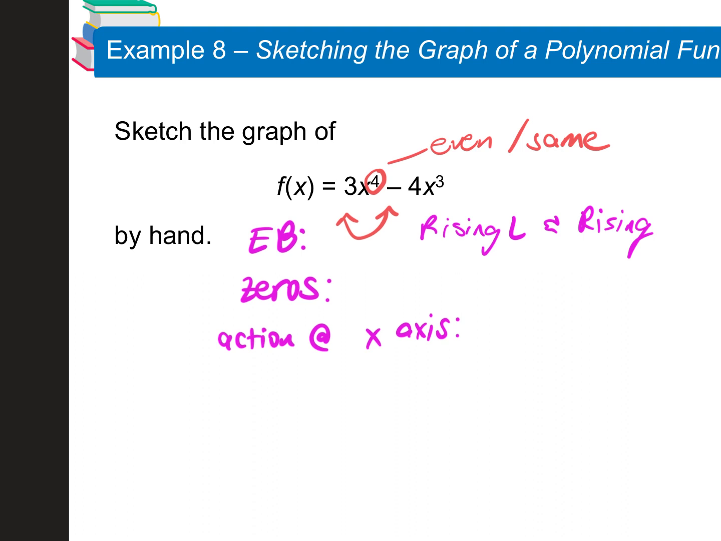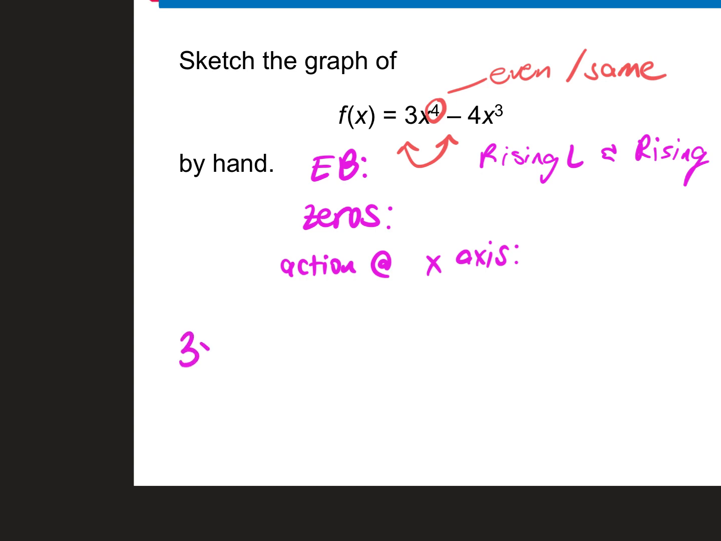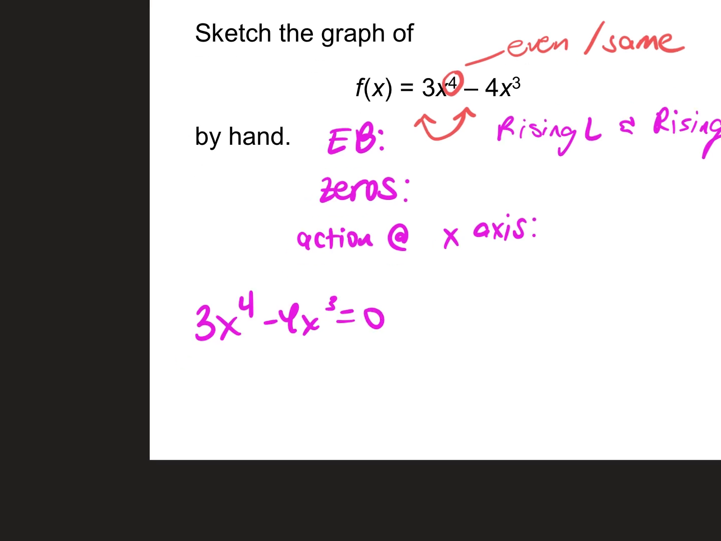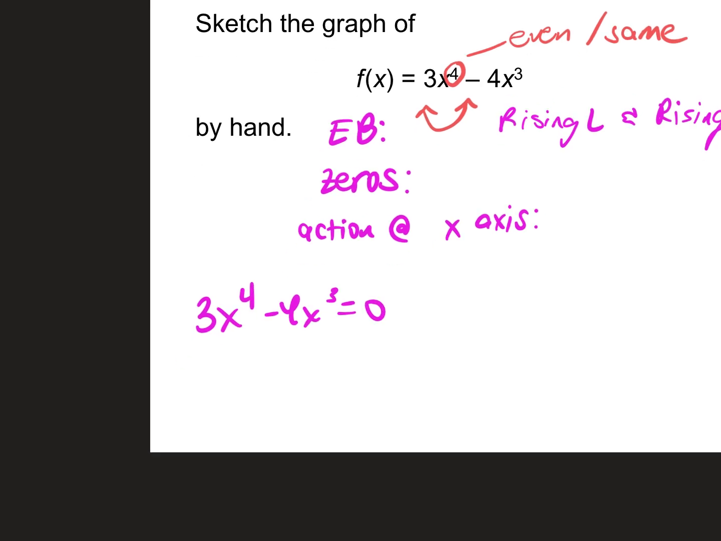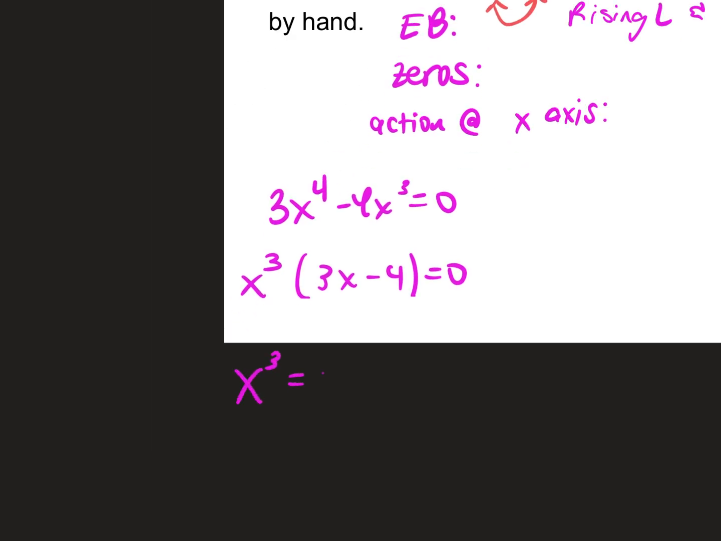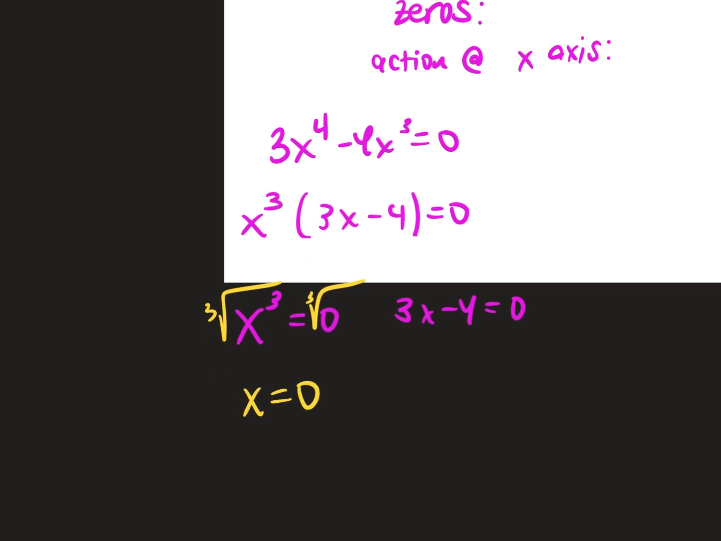All right, I have to find the zeros. Well, how do you find the zeros of anything? We set it equal to 0. Perfect. 3x to the 4th minus 4x cubed equals 0. GCF? X cubed, okay. I'm left with 3x minus 4. Perfect. So when I solve this, I have x cubed equals 0 and 3x minus 4 equals 0, right? Take the cube root. What's the cube root of 0? Okay, and then over here I have x equals 4/3. Well, I only came out with 2 answers. How many should I have? 4.